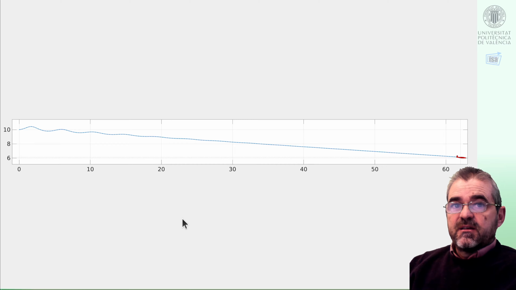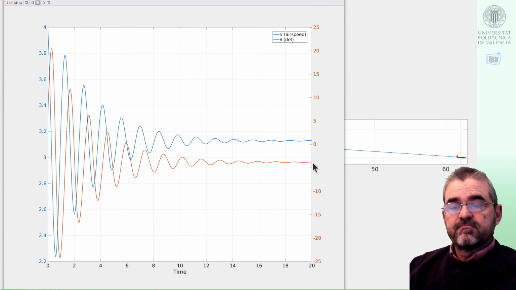This is the XY animation, and here we have a look at the airspeed in blue and the pitch angle in red. So speed stabilizes around 3.15 or something like that, and gliding angle stabilizes at -4 degrees.